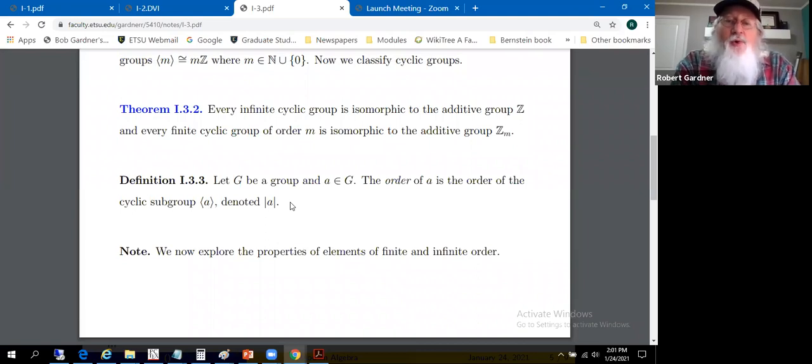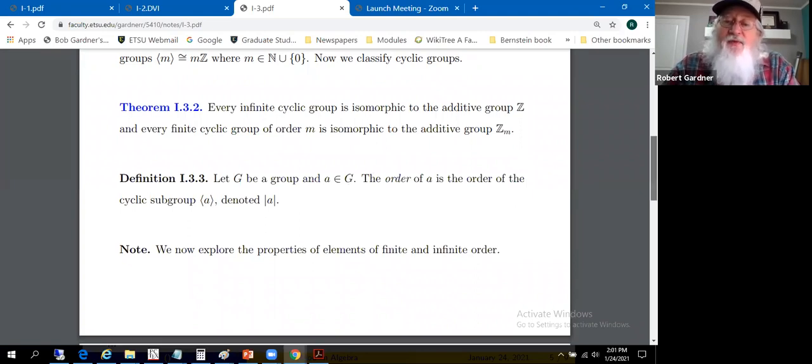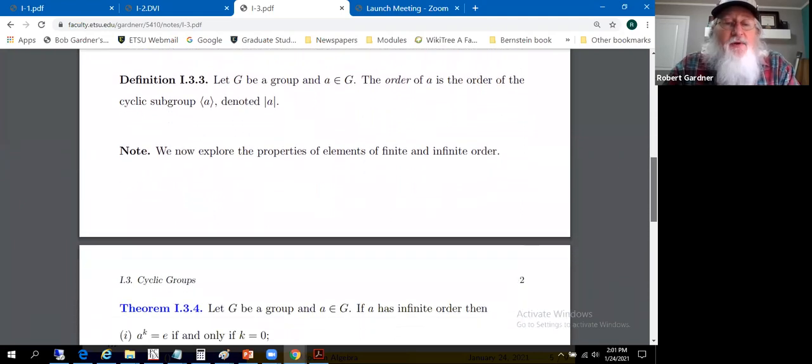So we've got order of a group defined. We have so far just distinguished between finite and infinite groups. And now we have the order of an element, defined in terms of the order of the cyclic subgroup which it generates. But different stuff, order of an element versus order of a group. All right, let's look at some properties of elements of finite and infinite order.